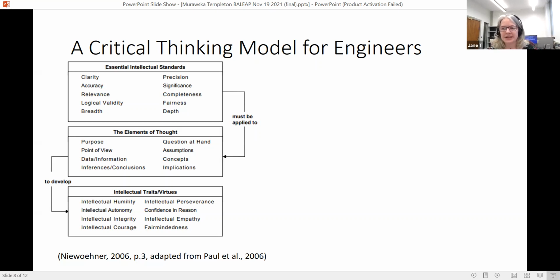But what this model basically suggests is that those essential intellectual standards must be applied to the fundamental elements of thought that happen whenever we think about anything, in order to develop the desired attributes of the mature engineering thinker, which are the intellectual traits and virtues at the bottom. And I think this is particularly interesting for a few reasons. Firstly, the link between the intellectual standards and the features of academic writing that we learn about when we first start learning about EAP. There's quite a lot of overlap there, which I found particularly interesting.